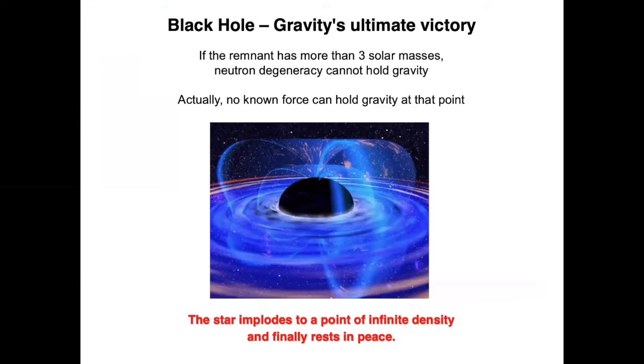Now, what happens beyond that? Beyond three solar masses, neutron degeneracy cannot hold gravity anymore. In the same way that you have the Chandrasekhar limit for white dwarfs, there is a limit also for the mass of neutron stars, as the highest mass that neutron degeneracy can still have to support gravity. And beyond that, no known force can hold gravity. The star implodes to a point of infinite density, and you have a black hole.